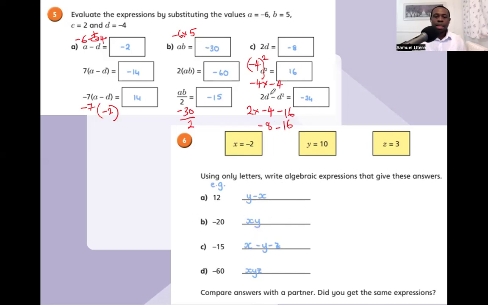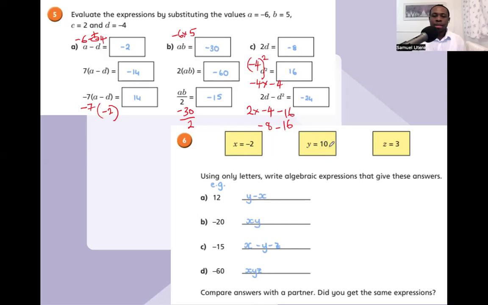Well, now that we have discussed this, here are the answers for the others. You can mark your work and celebrate your success. For question 6, you were simply asked, using only letters, write algebraic expressions that give these answers. Okay, so here you were required to now work in reverse. So for example, to get 12, you can do y minus x.